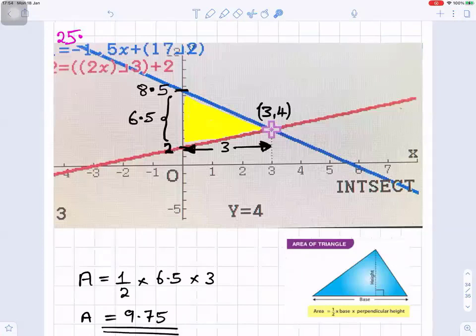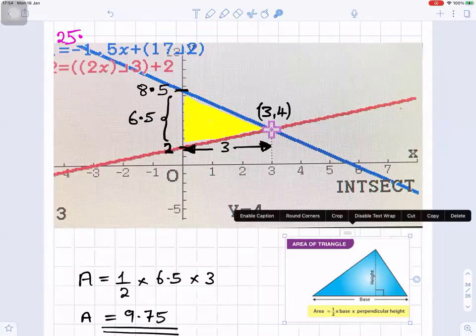So when we draw the graph, we have one of the lines in blue and the other line in red. And then we have the y-axis. So the yellow area is the area of the triangle we want to find. And how do we find the area of this yellow triangle? We use the formula I've put at the bottom there. Area is half base times height.